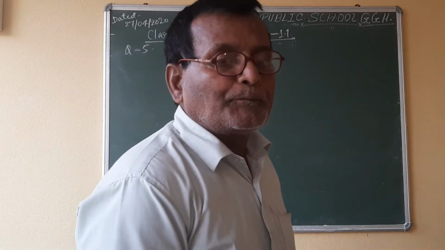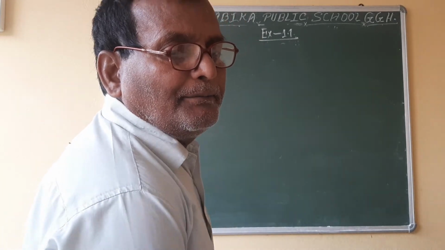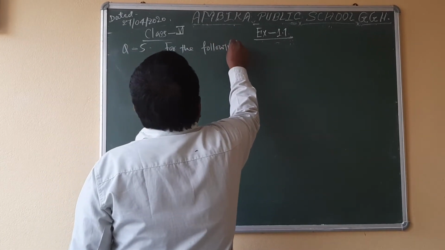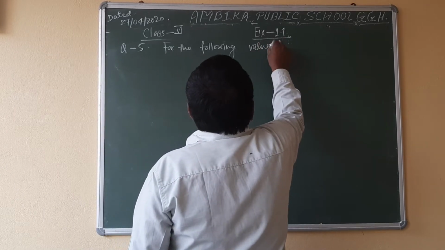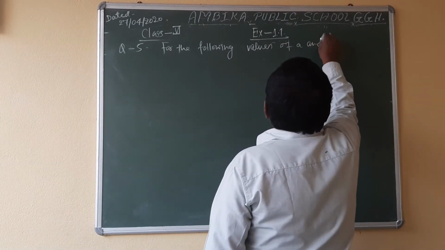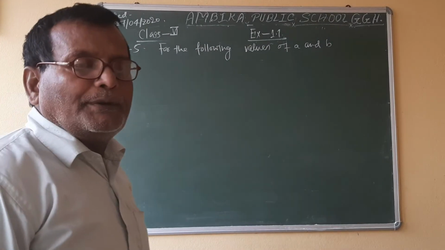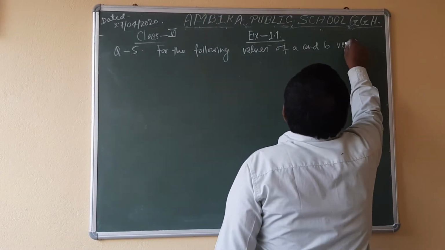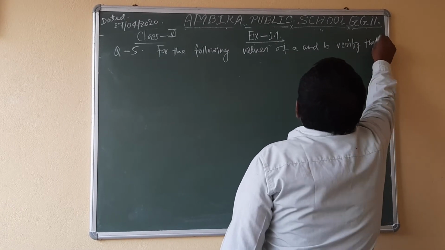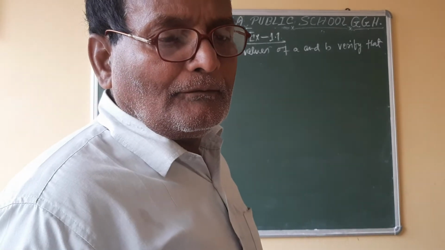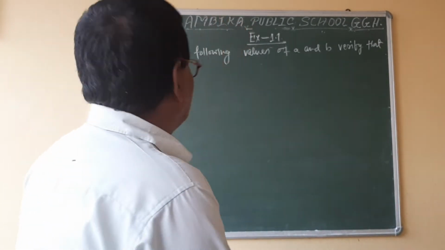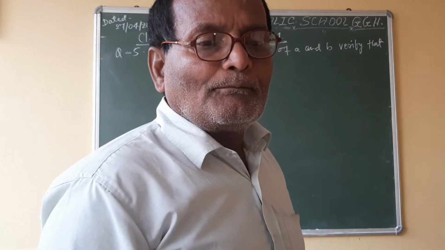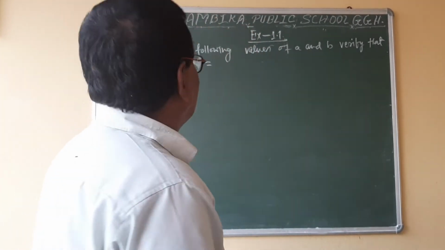Question number 5 is: for the following values of A and B, verify that A minus (minus B) is equal to A plus B.